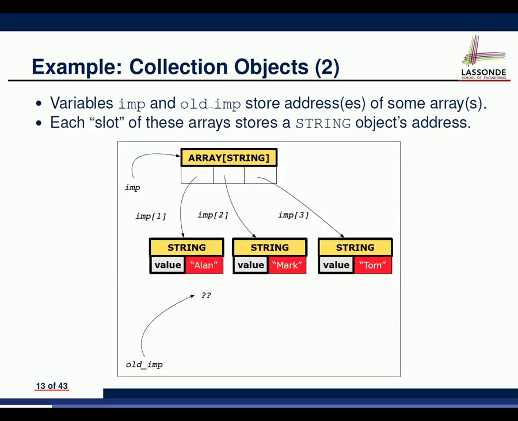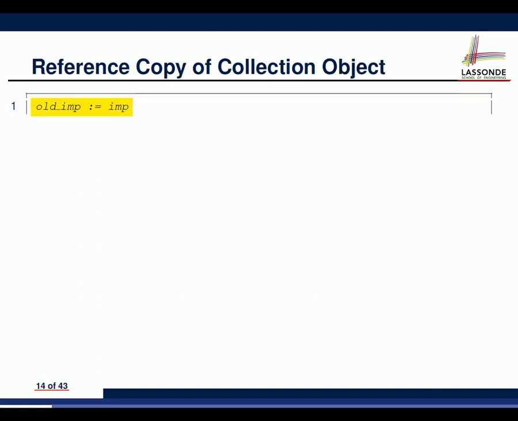Okay, let's do the first example here. Oh, actually, before that, we're going to see how old imp can be created. We're going to see different examples, especially once we do either reference copy, shallow copy, or deep copy. We want to see how we can inquire about the structure after doing the copy. Okay, let's see the first fragment of code.